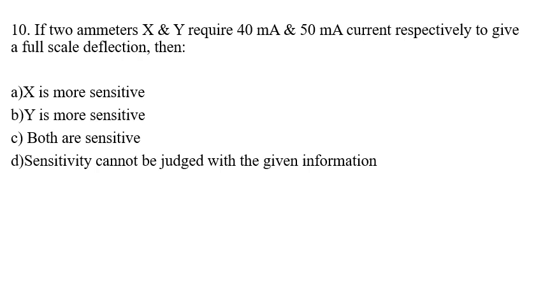Tenth question. This is the last question for this video. If two ammeters X and Y require 40 milliampere and 50 milliampere current respectively to give a full scale deflection, then, this question is based on the sensitivity of the measuring instrument, the sensitivity of the ammeter. Option A, X is more sensitive; B, Y is more sensitive; C, both are sensitive; option D, sensitivity cannot be judged with the given information.